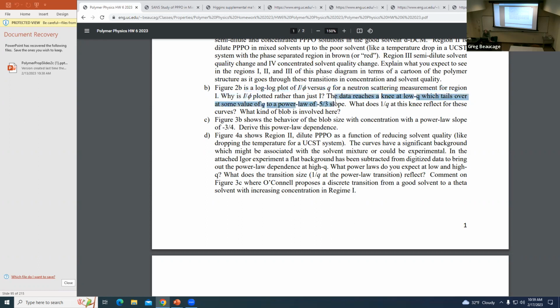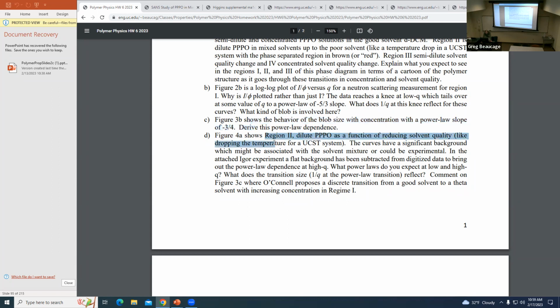The data reaches a knee at low Q, and it tails over some power. Why does this knee? What does this reflect? So that's the concentration blob. And then figure 3b shows the behavior of the blob size with concentration with power. So where is that? That's in slide set 3, slide 3, page 13. Right. So it hasn't changed.